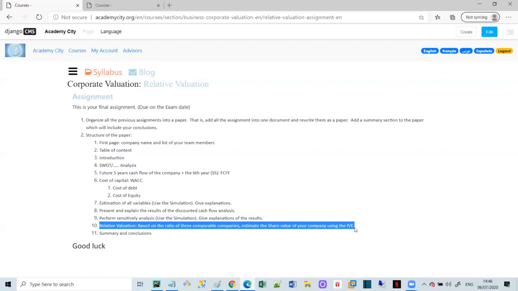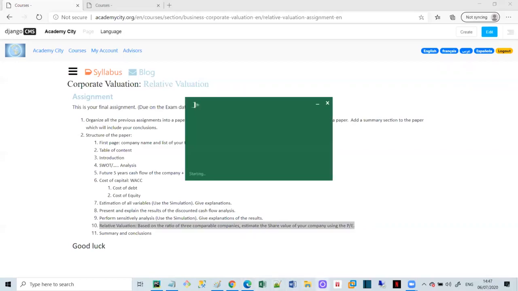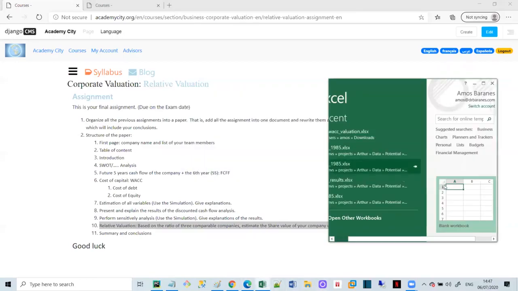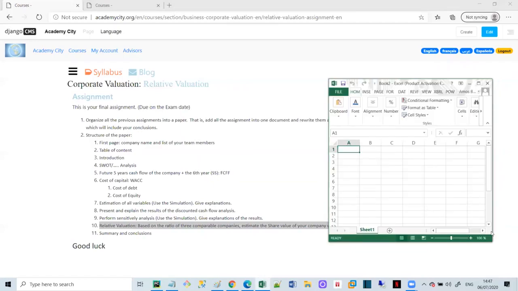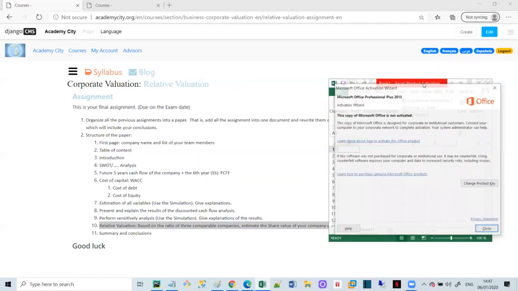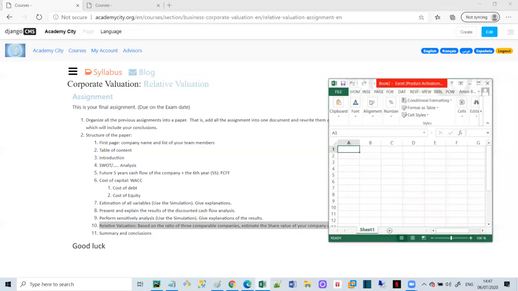I went over that shortly last time, but the recording is really beautiful on relative valuation. And what am I asking you to do in number 10? In number 10, I expect you to pick up 3 comparable companies. You can find their names in the annual report of the company.